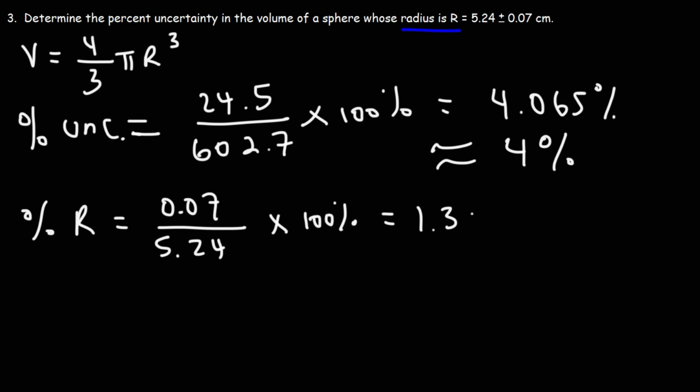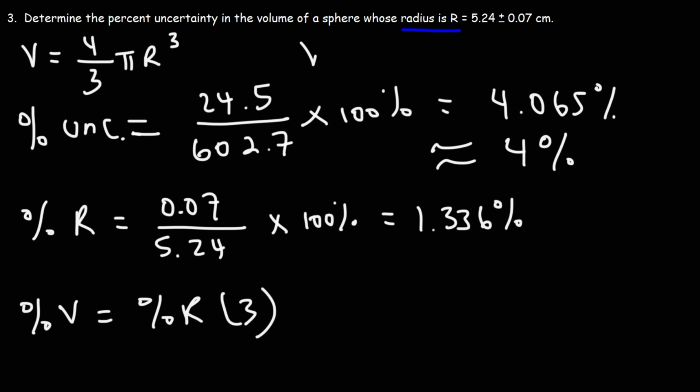So that's going to be 1.336%. Now, to get the percent uncertainty in the volume, given the percent uncertainty in the radius, it's going to be this value times the exponent 3. So notice that the volume is proportional to r cubed. V is equal to 4/3 pi r cubed. So if you were to double the value of r, the volume will increase by a factor of 8 because 2 to the third power is 8.